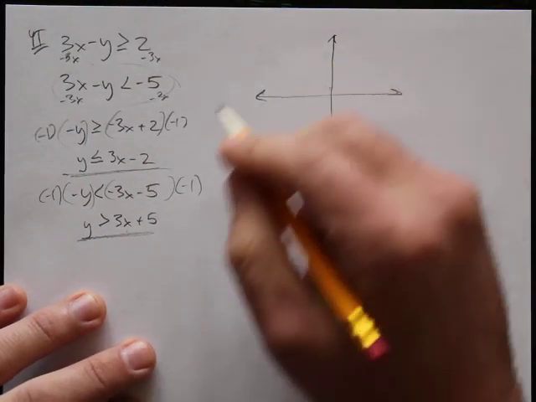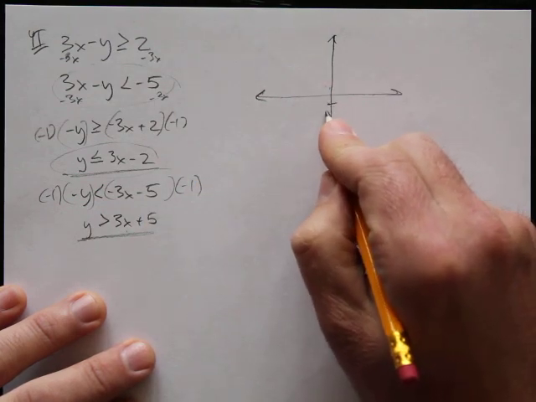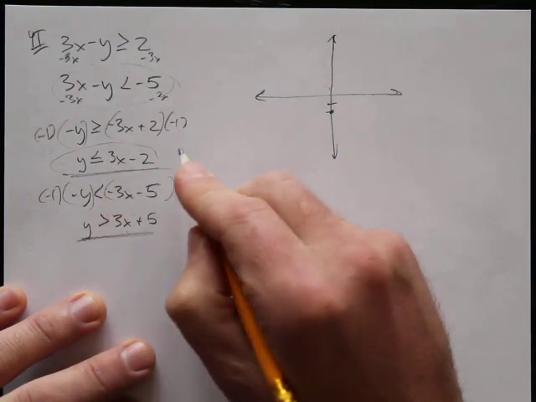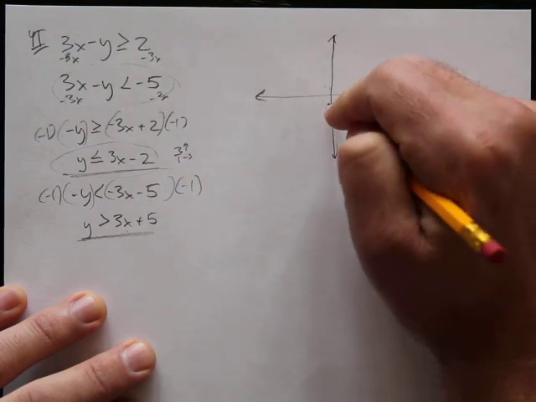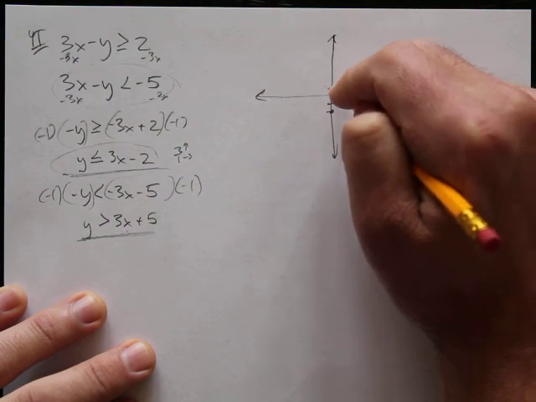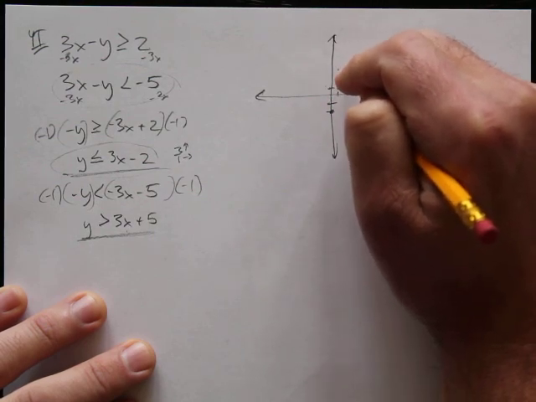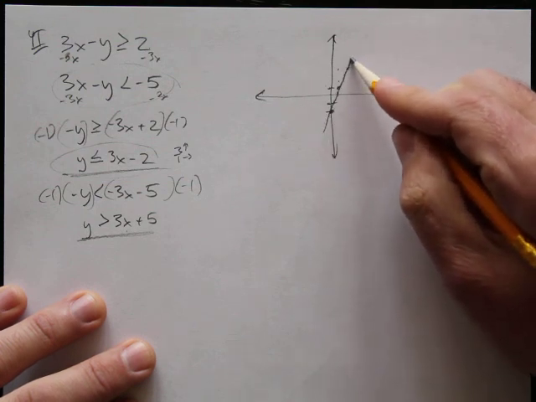So let's do this one first. So I go down to negative 2, and then I go up 3 to the right 1. Up 3, 1, 2, 3, to the right 1. Up 3, 1, 2, 3, to the right 1. Or equal to, so I'm going to have a solid line.